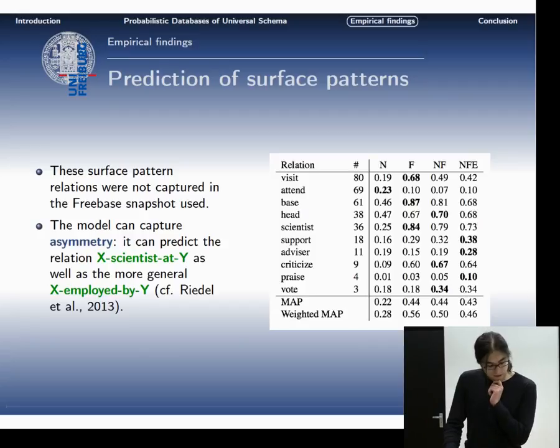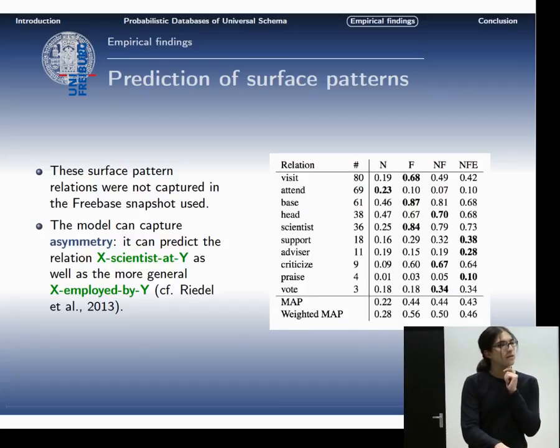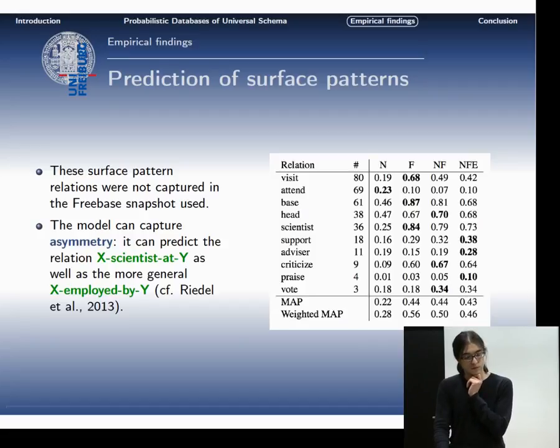The interesting thing here is that this model can indeed capture asymmetry, because, I did not include the other relation here, but the prediction for the relation x scientist at y is comparably good to the prediction for x employed by y, even though one is much more general than the other. One would expect that if the system were not to distinguish these asymmetric features, then one would be under-predicted or the other would be over-predicted, but it is not the case.